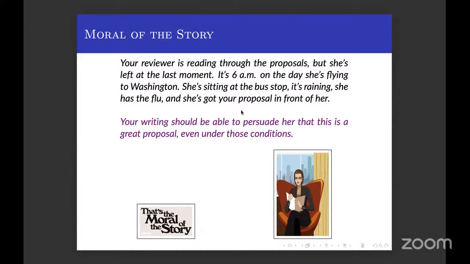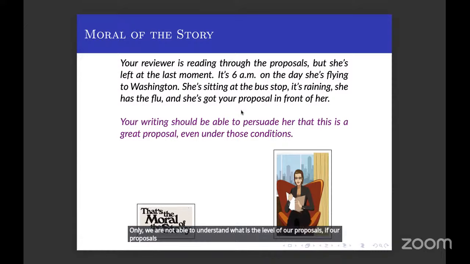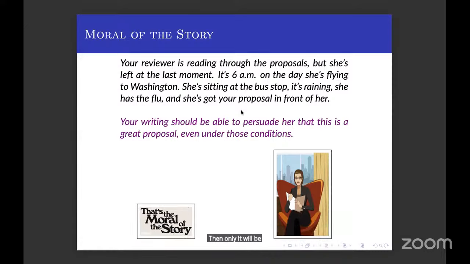We are just not able to understand the level of our proposals. If our proposals are very good, only then will they be shortlisted. No recommendation works because most of the agencies are trying to do a blind review. They have started blind review. In a blind review, nothing is visible: who is the PI, who is the co-PI, nothing is visible. These are all myths which we put in our minds.